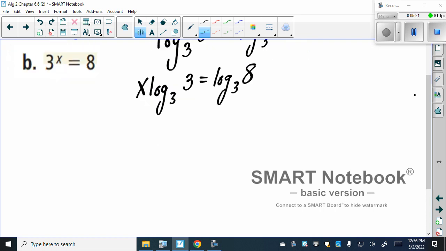And as we said so far, log base 3 of 3 simplifies to what? 1. So that just leaves us with x is equal to log base 3 of 8.